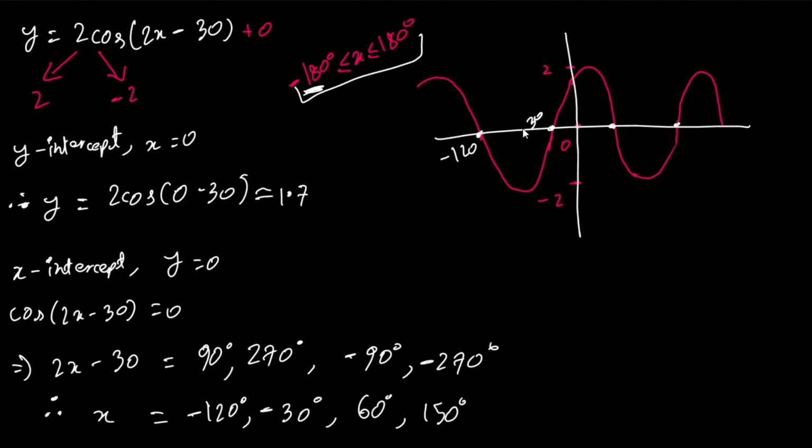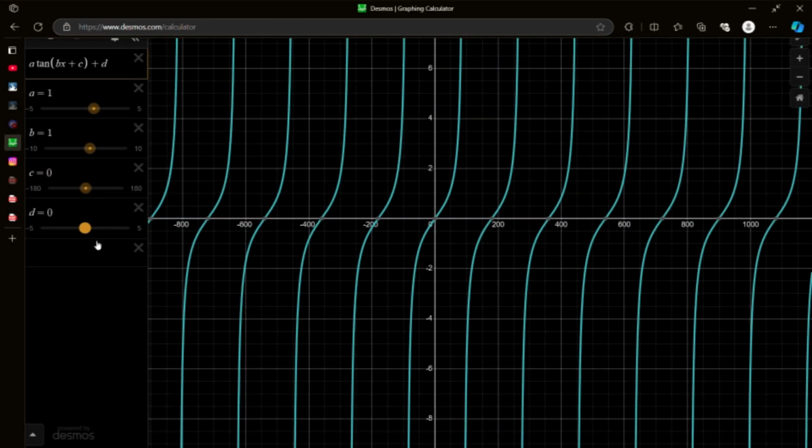As for the maximum and minimum points, we can simply put cos(2x minus 30) is equal to 1 for maximum amplitude, and cos(2x minus 30) is equal to negative 1 for the minimum points. So our minimum points are negative 75 and positive 105, while the maximum points are 165 and 15.